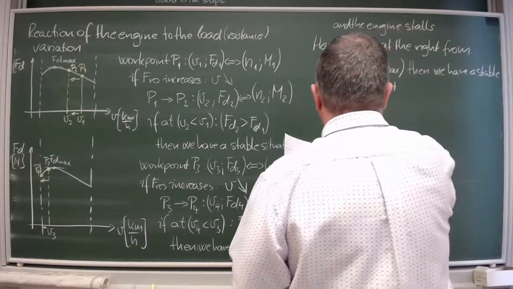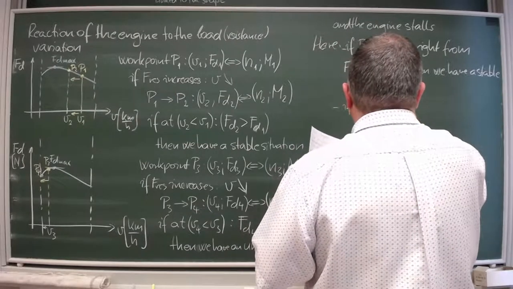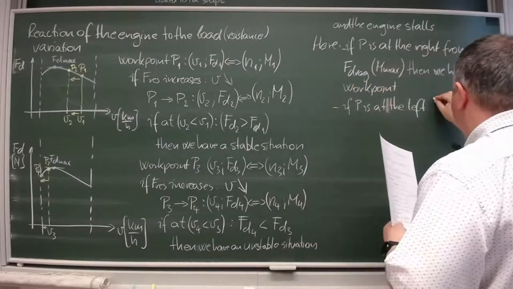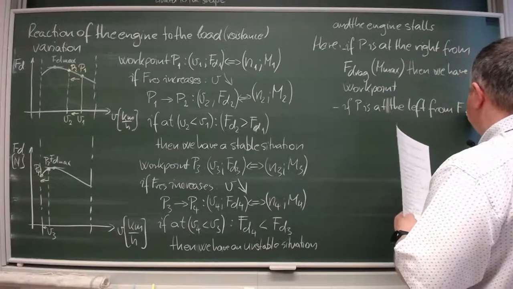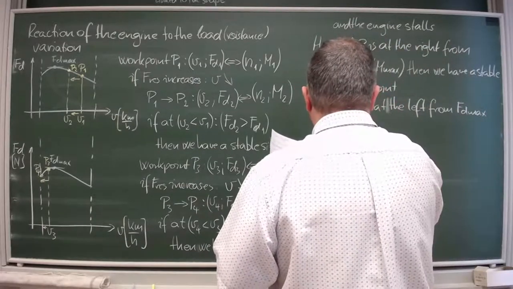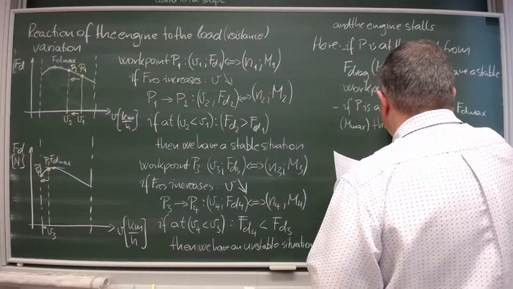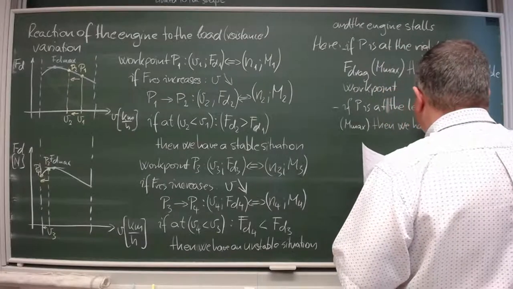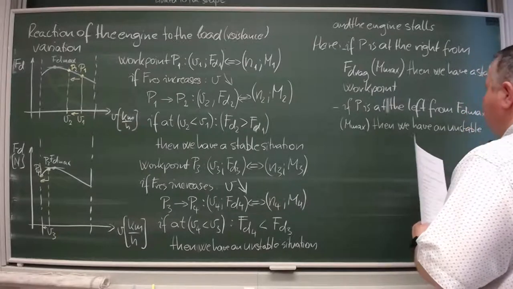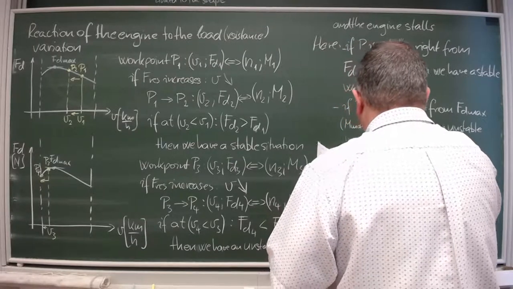and if P is at the left from F drag max, which is also a constant times torque max, then we have an unstable work point. Okay.